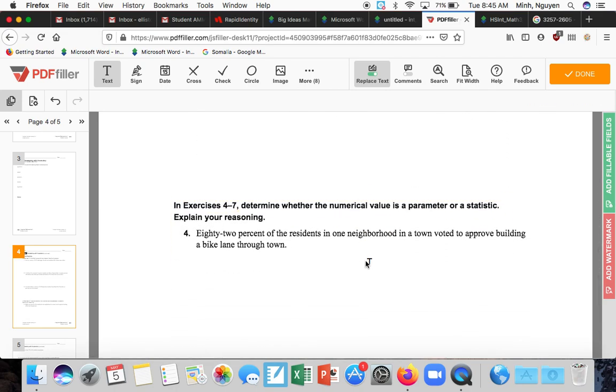Okay. Determine whether the numerical value is a parameter or a statistic. So again, they're going to give us a number no matter what, because parameters and statistics are both numbers, but one applies to a population and one applies to a sample only. So what it's asking you to decide is, is this talking about the whole group or just a small group?